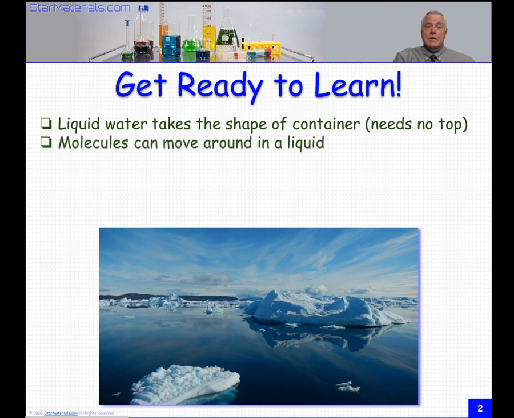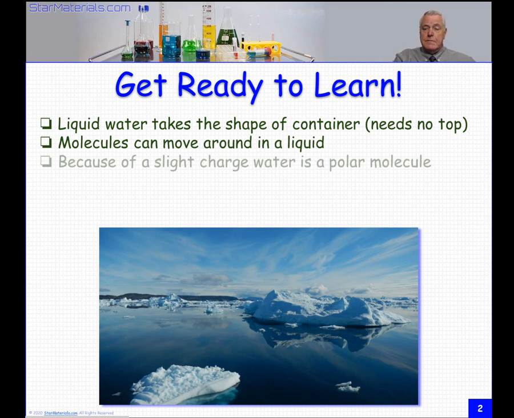The molecules can move around in a liquid, and because there's a slight charge, water is a polar molecule, and we'll get to that in a little while. But it just means like the pole of a magnet, the north and the south. Water has a slight charge on one side and a slight other charge on another side, positive and negative. Makes it very special.